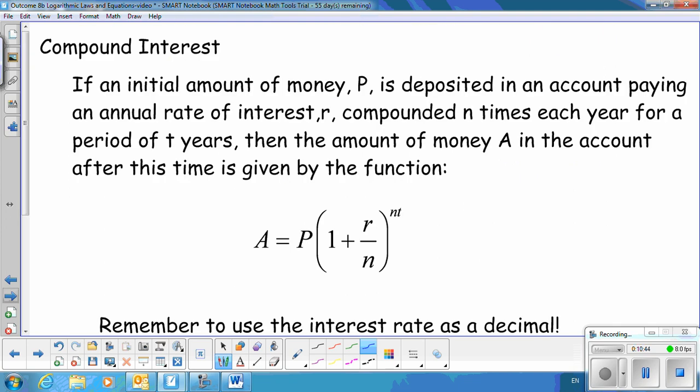The last application that we're looking at is something called compound interest. So if an initial amount of money, P, is deposited into an account paying an annual interest rate of R, compounded n times a year for a period of t years, then the amount of money in the account after this time is given by the function A equals P times 1 plus R over n to the nt. We need to remember to use the interest as a decimal.